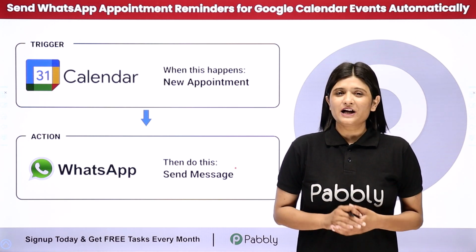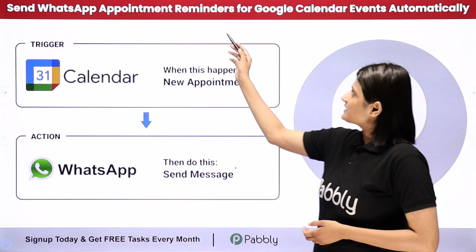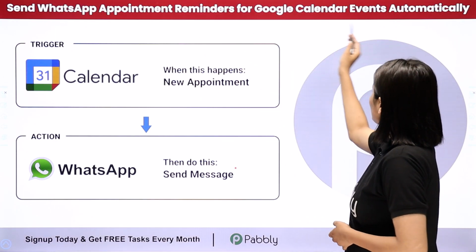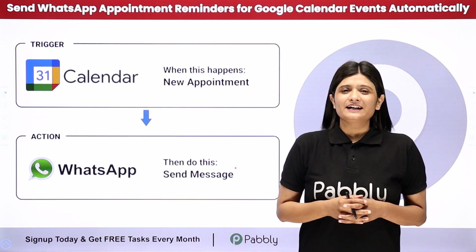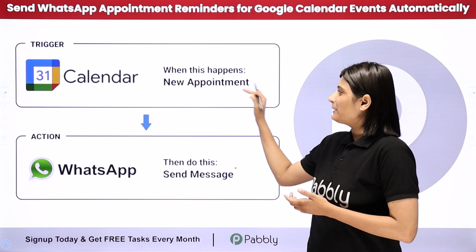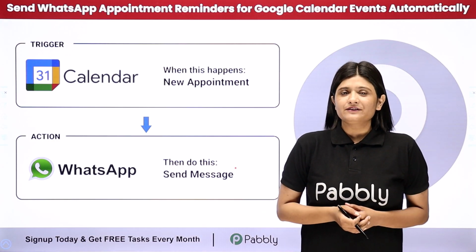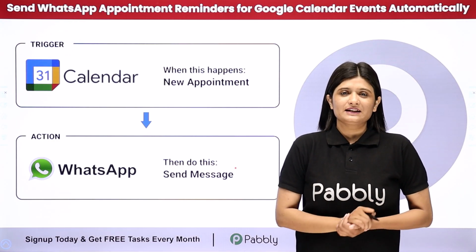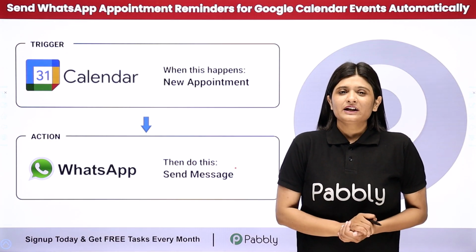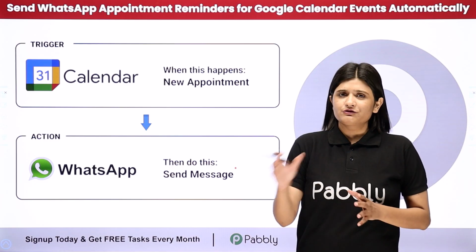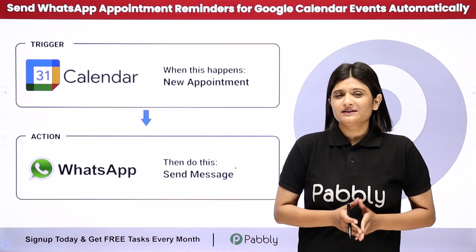In this video, we are going to learn how to send WhatsApp appointment reminders for Google Calendar events automatically. So let's suppose I am running a business and I am collecting all my appointments from my Google Calendar. I want that whenever someone books the appointment in Google Calendar, I should automatically send them the WhatsApp reminder. Now doing this manually will consume a lot of my time, so I've completely automated this process.